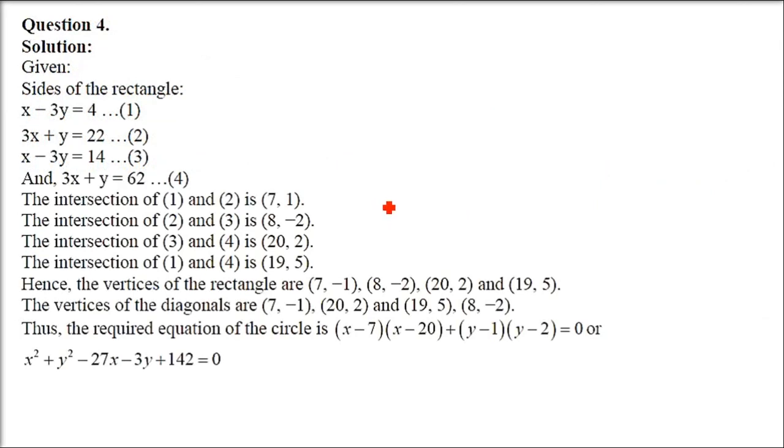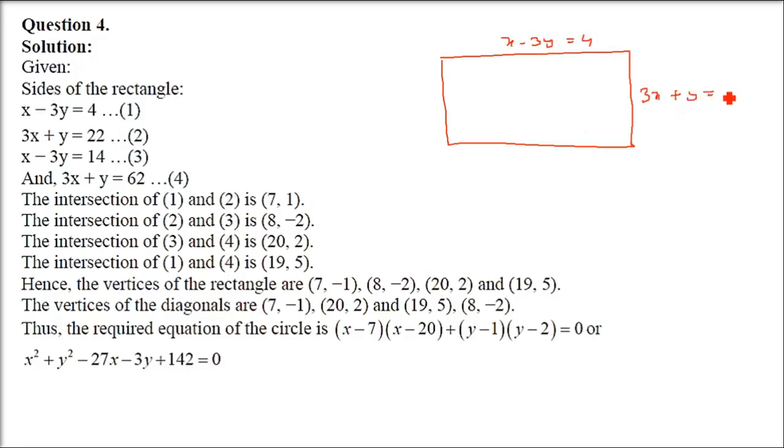Question number 4. Find the equation of the circle circumscribing the rectangle whose sides are x minus 3y equals 4, 3x plus y equals 22, x minus 3y equals 14 and 3x plus y equals 62. So now here 4 lines are given. In the previous question we already had the points, but here we have to find out the vertices, and for that you have to solve the linear equations pairwise, one by one. Let us say this is x minus 3y equals 4, this is 3x plus y equals 22, this one is x minus 3y equals 14, this is 3x plus y equals 62.